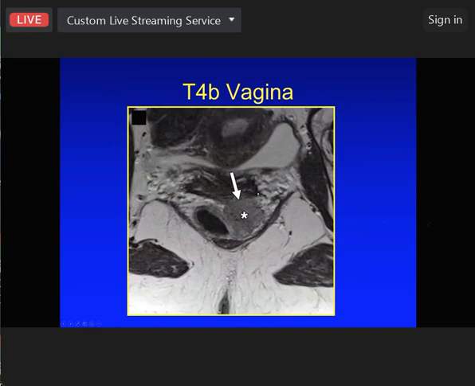This flattened structure here is the vagina. The vagina on axial sections has this sort of flattened appearance. The thin line is the mucosa of the vagina. There is a tumor. There is gas in the rectum. Here is the tumor growing from the rectum into the posterior wall of the vagina.